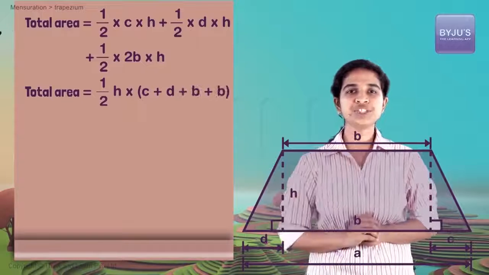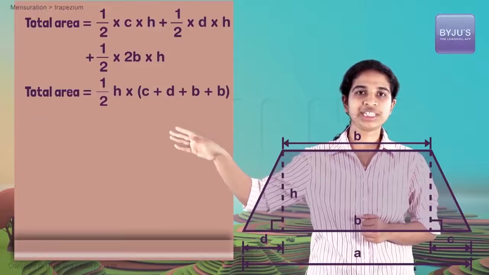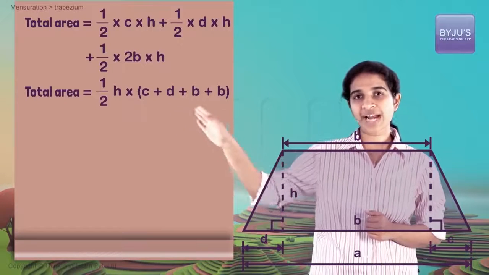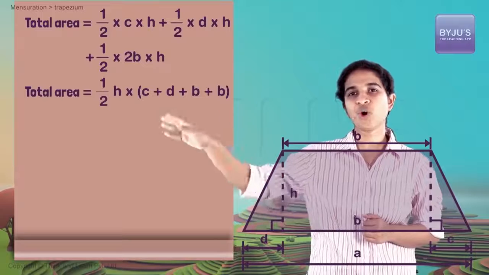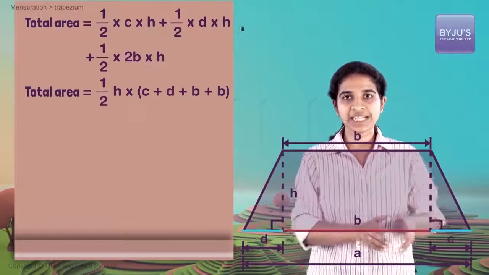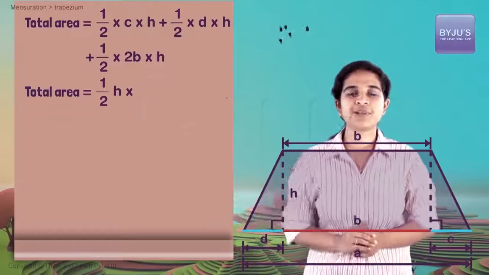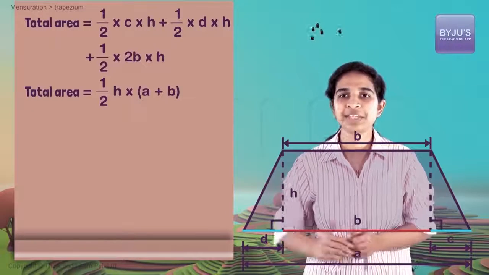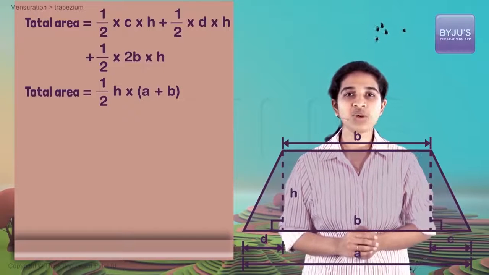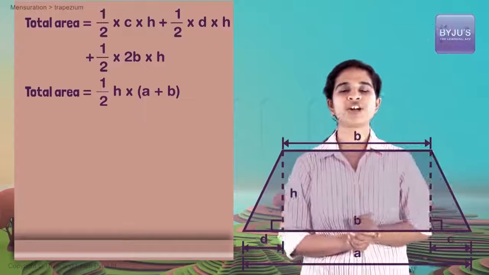Now we can write this 2B as B plus B, we can split it out. So I can write it as half H into C plus D plus B plus B. If you add up the first 3 terms, what is that giving you? What is C plus D plus B? Look at your figure. C plus D plus B is nothing but this entire length A. So instead of C plus D plus B, we can replace it by A. The next B remains as it is. So this gives us half into H into A plus B. That is the formula for the area of a trapezium.